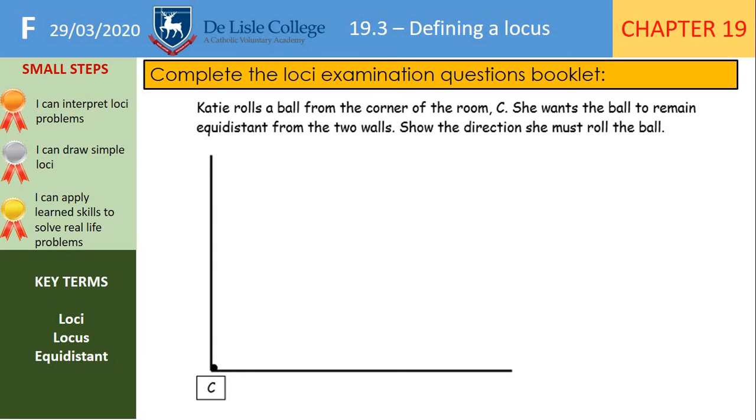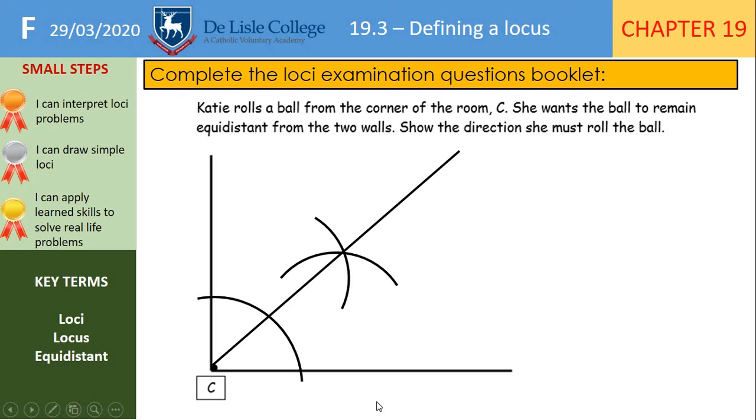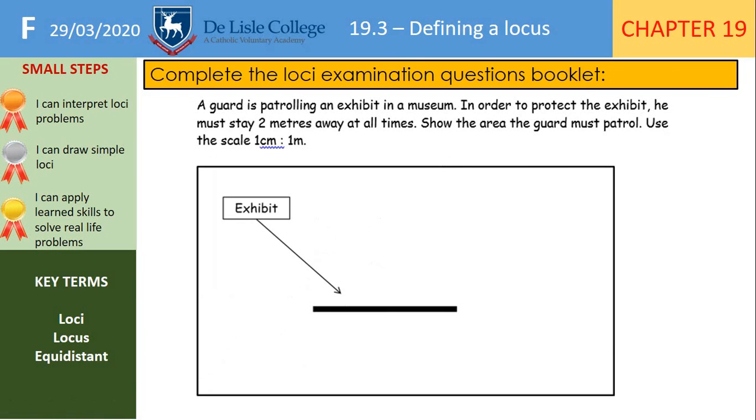Okay, hopefully you recognised that this was an angle bisector problem, so we should have drawn a curve which overlapped both lines. We then need to move our compass onto this point here and this point here and draw two further curves that overlap, and then draw a straight line between the two. And assuming this was a 90-degree angle to begin with, we should now have two 45-degree angles, and this line shows the path that Katie should roll the ball.